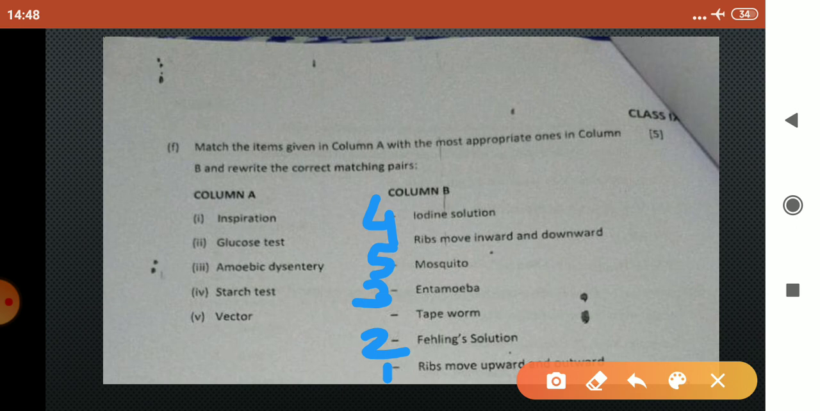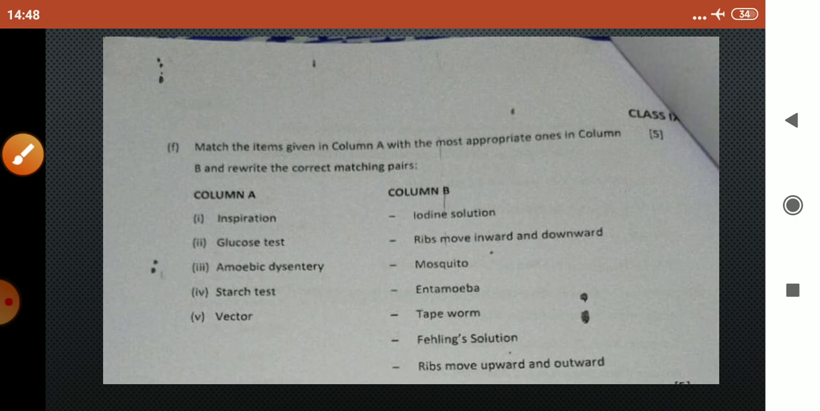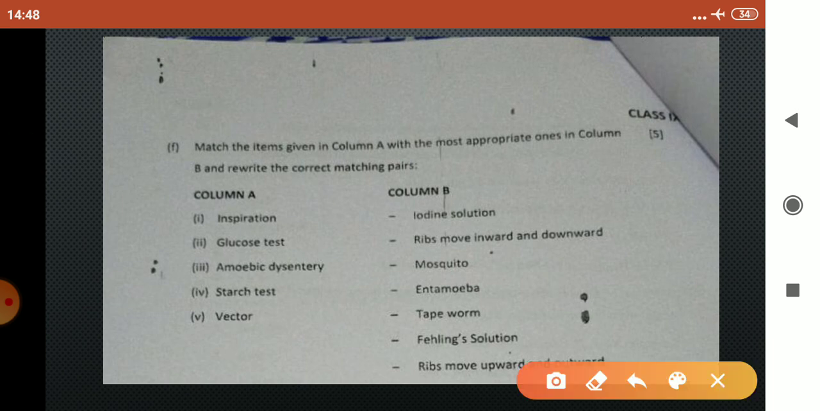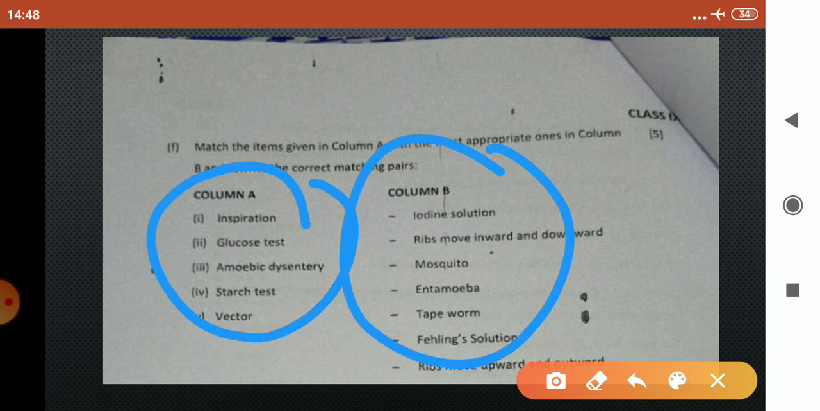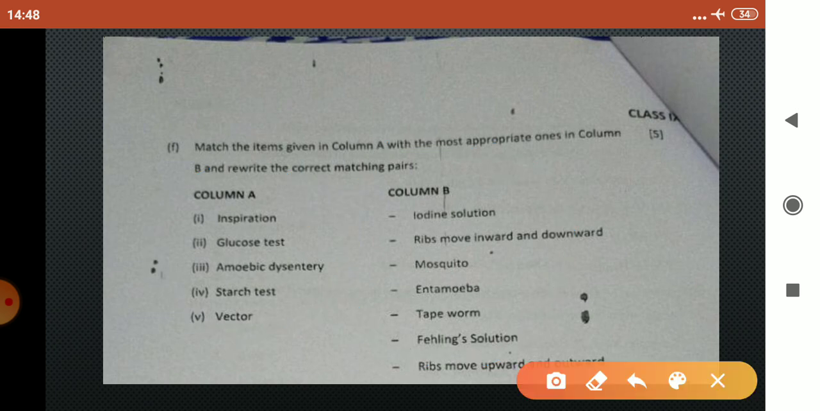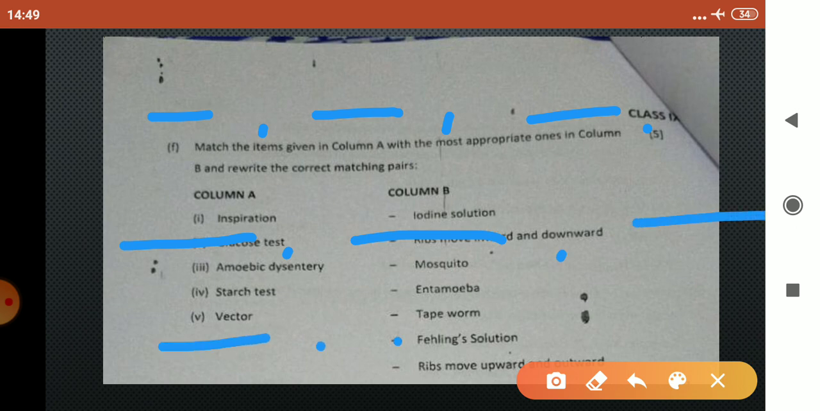Now children, this is a simple match the column, but this question can also come in some other form, and I'm going to explain that form to you now. Here they have written the options in the form of column A and column B. But sometimes they may also write the options in the form of a paragraph, like 1, 2, 3, 4, 5, 6, 7, 8, 9, and after that they will tell you to choose the options and make a correct matching pair.